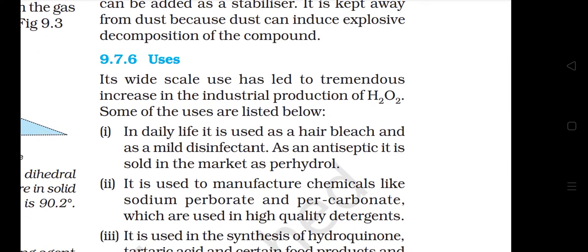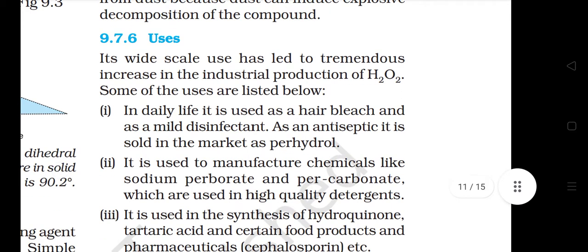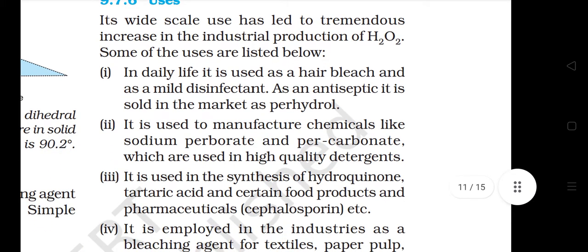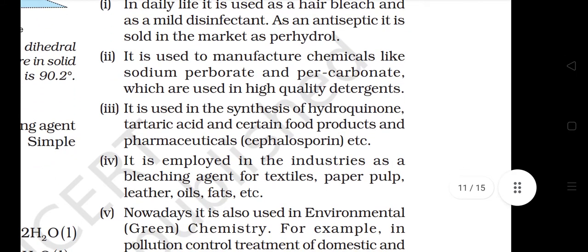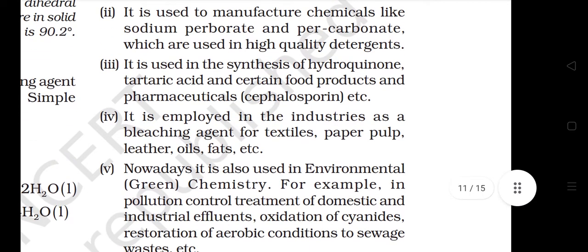9.7.6 Uses. Its wide-scale use has led to a tremendous increase in the industrial production of H2O2. Some of the uses are listed below. 1. In daily life, it is used as a hair bleach and as a mild disinfectant. As an antiseptic, it is sold in the market as perhydrol. 2. It is used to manufacture chemicals like sodium perborate and percarbonate, which are used in high-quality detergents. 3. It is used in the synthesis of hydroquinone, tartaric acid, and certain food products and pharmaceuticals, cephalosporin, etc.